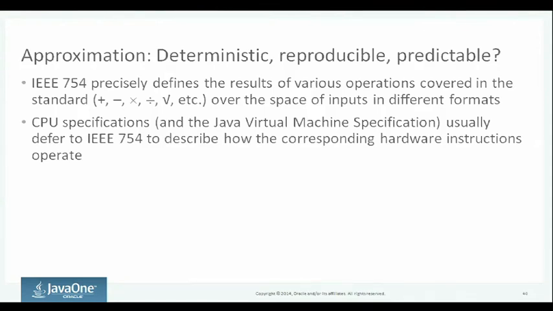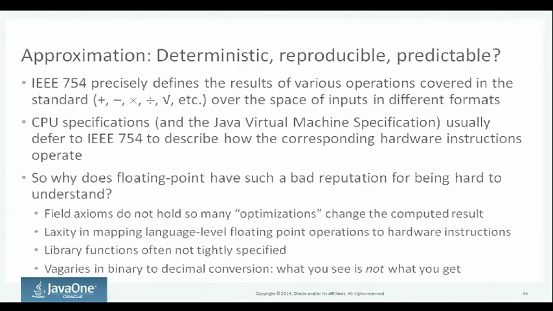All right? So given that, why does floating point have such an awful reputation for being hard to understand if it's also well specified and standardized? Well, there's a few reasons for that. One is that those field axioms, most of them don't hold, so optimizations change the computer results. So it's not clear what's happening to your code once it gets running on the processor. There's a laxity in this language level mapping. Maybe your language specification doesn't say very much about how the language level gets mapped down lower, so you just don't know what's going on.